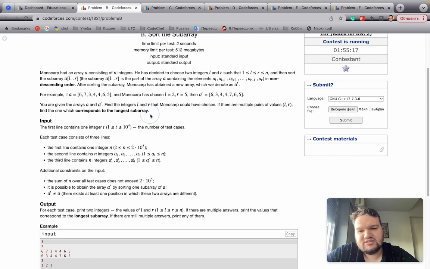We'll just look at the leftmost and rightmost positions that are different in A and A prime. They must have changed, so they must have been inside the segment. And it is guaranteed that there is at least one such position. So we know that this subsegment is surely inside our segment, and then we can try to move the left border to the left and the right border to the right if in the resulting array that segment is still sorted.